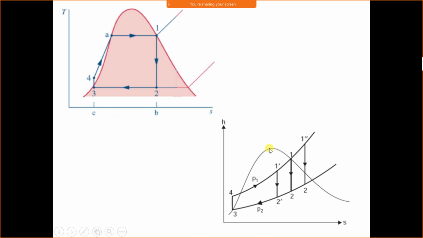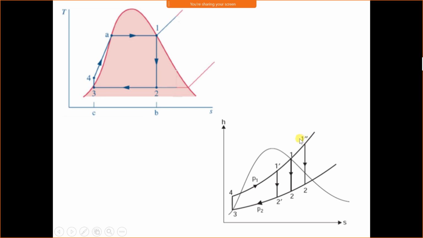This is the critical point. On the right hand side of the critical point, it is saturated vapor. On the left hand side of the critical point, it is saturated liquid. Inside the saturation curve, it is wet vapor. Okay. Suppose point 1 is outside the curve, therefore it is superheated steam.